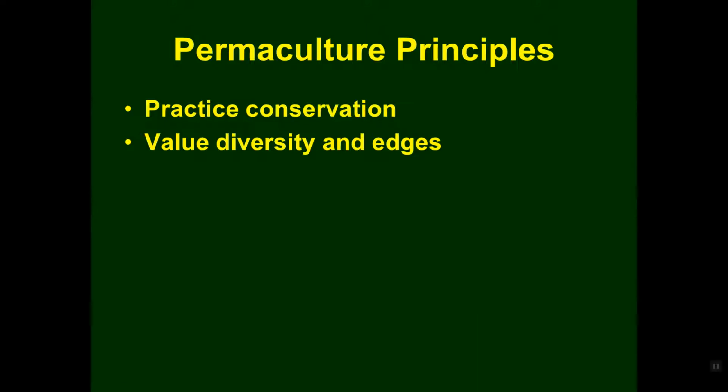Valuing diversity and edges. Diversity of plant species is probably what this focuses on most. And you want to look at how many different species are there. You don't want a monocrop like a lawn. It'd be better to have a flower garden with lots of different plants and some native to bring in different pollinators, beneficial insects, and have more resistance to pests. We'll talk about edges a little bit later, maybe.